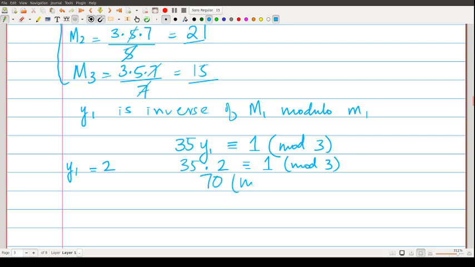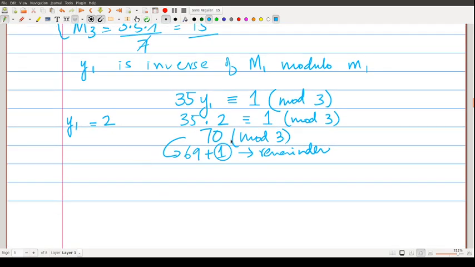70 mod 3 is, when you divide it by 3, the last multiple that you get is 69, plus 1. So it's 23 times 3 plus 1. So 1 is the remainder. This is not systematic. I'm just proving that this is the right inverse, right? When you divide 70 by 3, it will leave a remainder of 1. Okay, so I'm claiming that y1 is equal to 2.